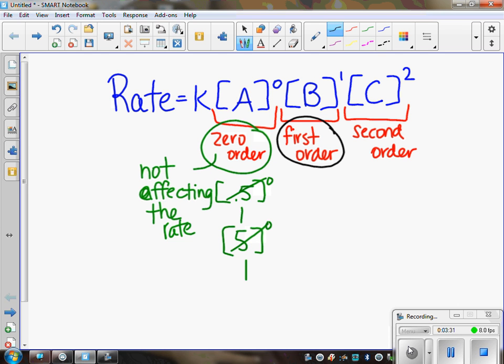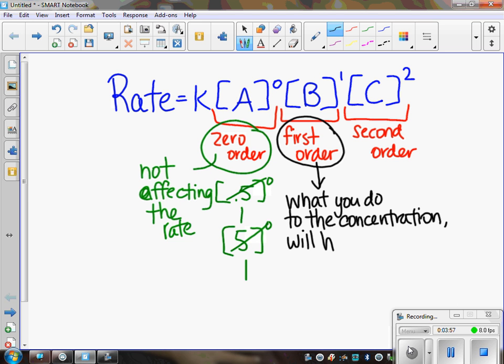So if it's first order, the exponent is a 1, and obviously that is going to have some sort of effect. And so what you need to know about first order is what I always say: what you do to the concentration will happen to the rate. Okay, so if I double the concentration, that means the rate is going to double.